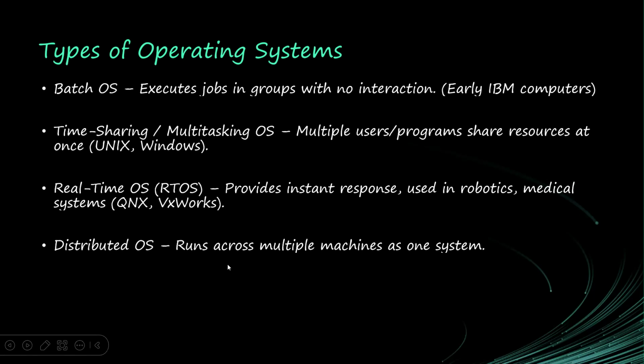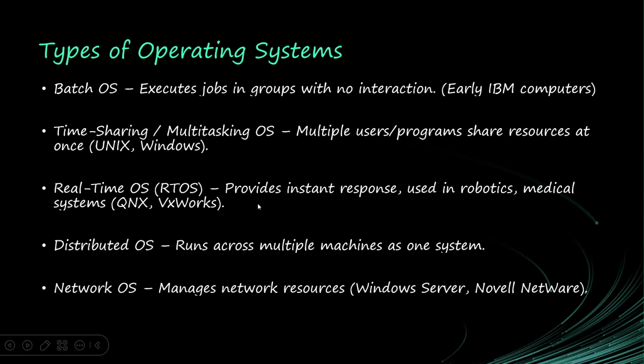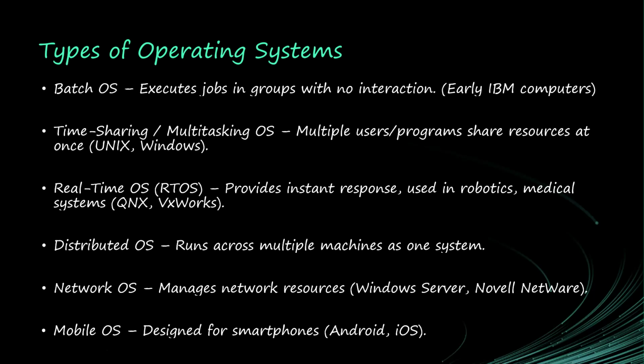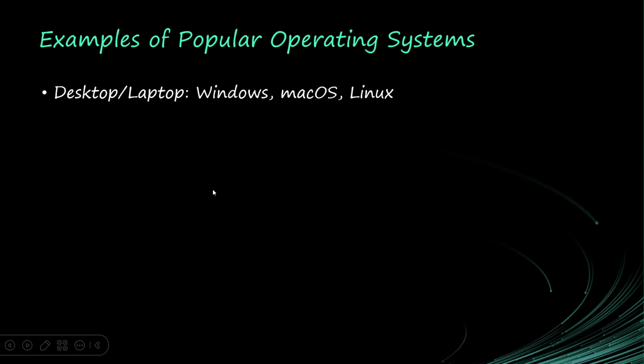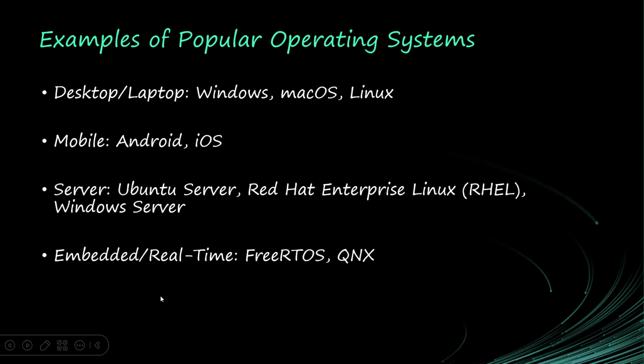We also have distributed operating systems, which run across multiple machines as one system. With a distributed operating system, more than one computer can be connected to one operating system. We also have the network operating system that manages network resources, something like Windows Server. We also have the mobile operating system designed for smartphones. We have desktop and mobile operating systems, which are the most popular, and we have server and embedded.